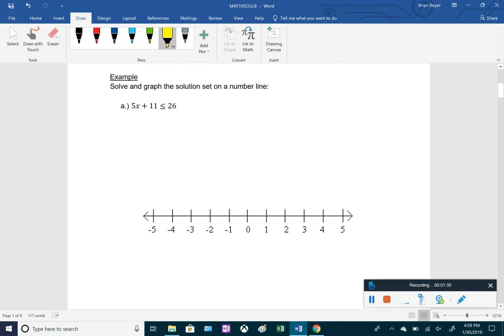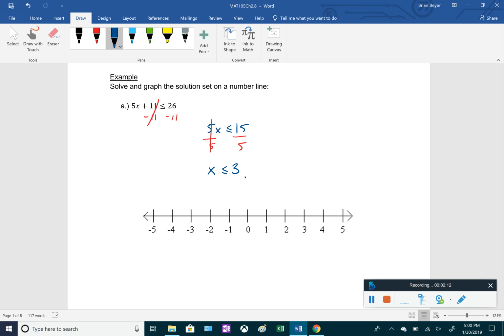So let's do these examples. So solve, and we're going to graph it on the number line also. So 5x plus 11 less than or equal to 26. So we're trying to figure out the values for x that'll keep this being true. So we're going to subtract 11 on both sides, just like we did with equations. So we get 5x less than or equal to 15. Divide both sides by 5. And we get x less than or equal to 3, and that would be our answer.